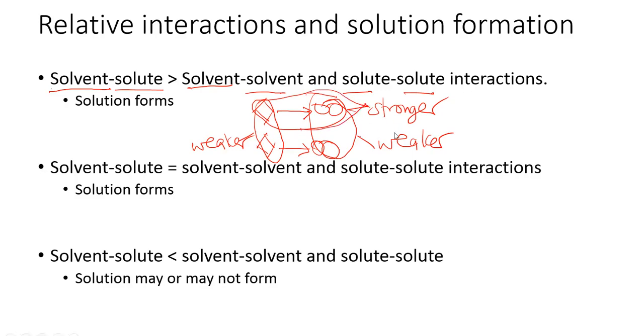Solute and solvent, stronger. That's what you want to do. That's what it means here. In that case, the solution forms. The second scenario is if solvent-solute interaction is equal to solvent-solvent and solute-solute interactions, the solution is also going to form.